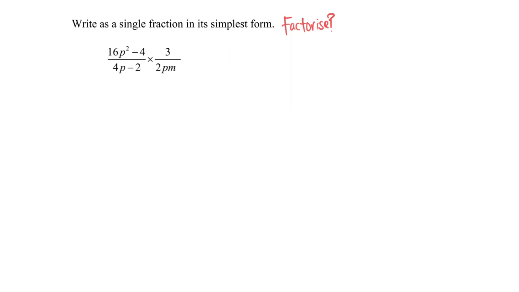So the very first thing I saw is that for both 16p squared minus 4 and 4p minus 2, I could factorize them by taking out common factor. For the first part will be 4, and I'm left with 4p squared minus 1. For 4p minus 2, the common factor will be 2, and I'm left with 2p minus 1.